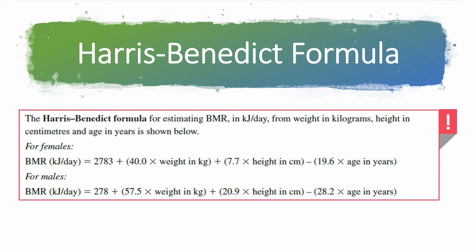The Harris-Benedict formula is also used for estimating BMR in kilojoules per day. There are two different formulas for females and males. We can see here that the female one is 2,783 plus 40 times the weight in kilograms plus 7.7 times height in centimetres minus 19.6 times age in years. And for males, it is 278 plus 57.5 times weight in kilos plus 20.9 times height in centimetres, minus 28.2 times age in years.